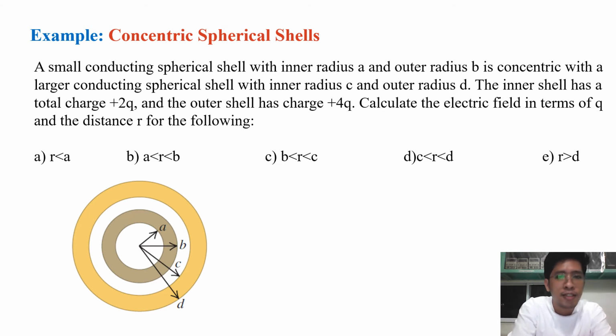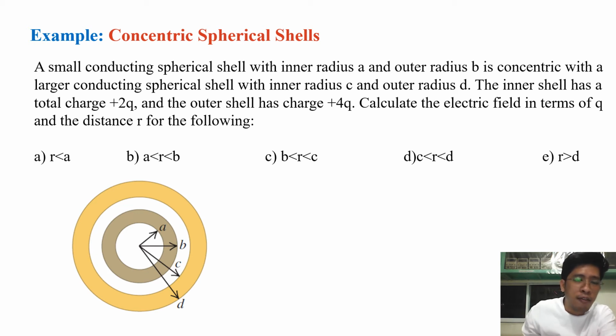A small conducting spherical shell with inner radius A and outer radius B is concentric with a larger conducting spherical shell with inner radius C and outer radius D. The inner shell has a total charge of plus 2Q, and the outer shell has a charge of plus 4Q. Calculate the electric field in terms of Q and the distance r for the following.